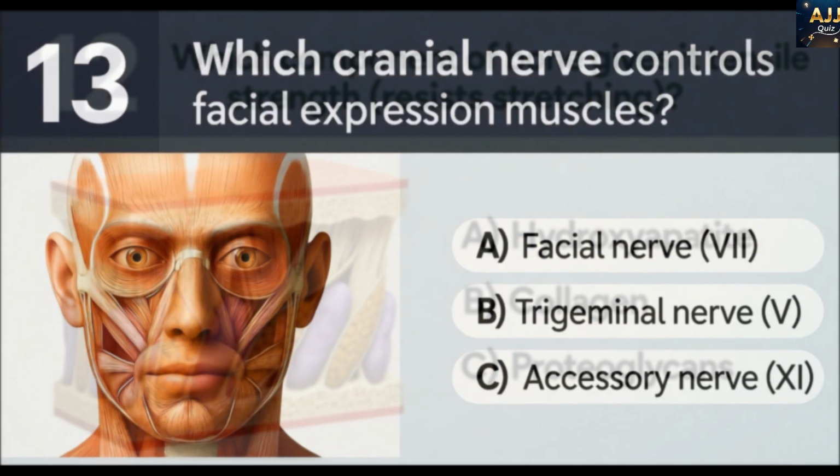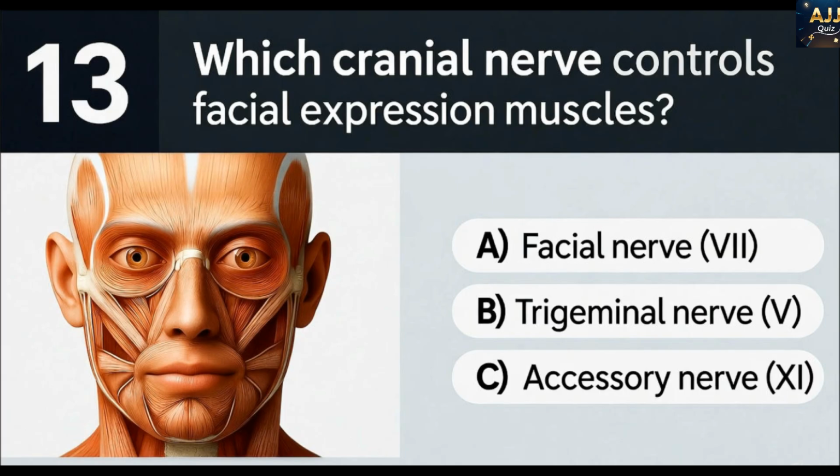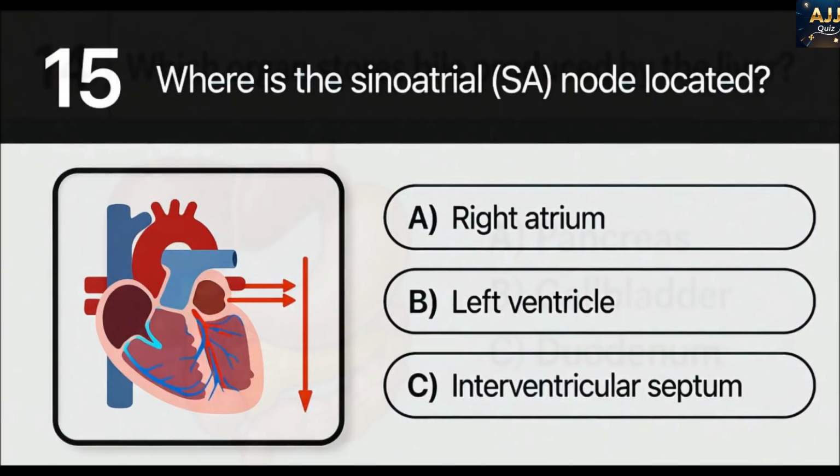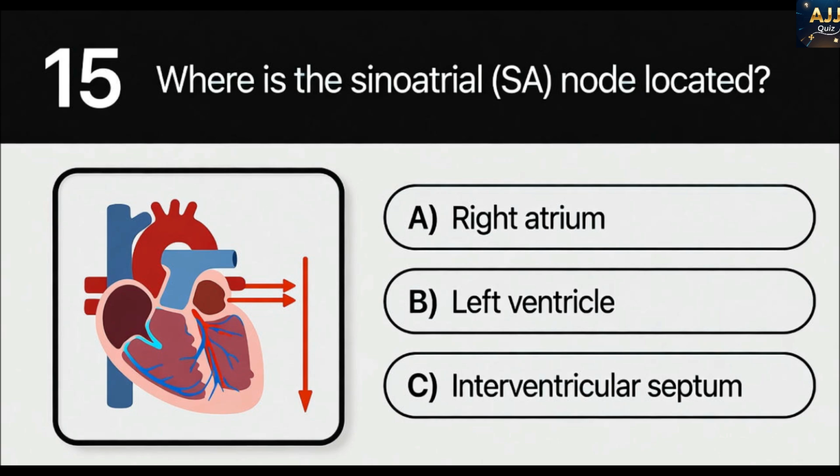Collagen. Which cranial nerve controls facial expression muscles? Facial nerve. Which organ stores bile produced by the liver? Gallbladder. Where is the sinoatrial node located? The right atrium.